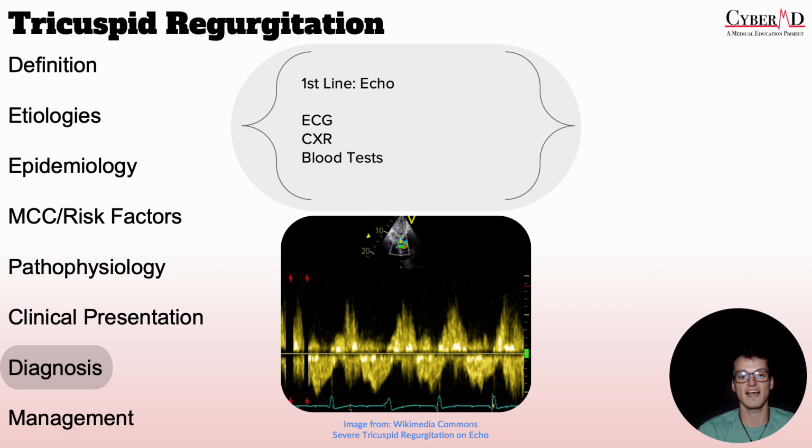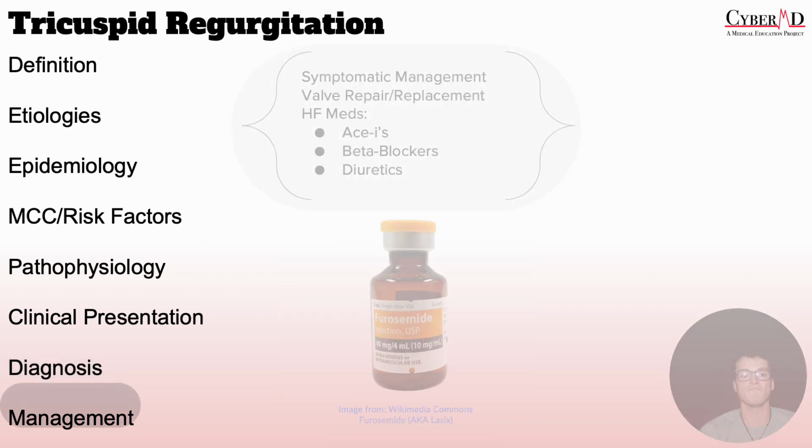Again, in terms of diagnosis, echo or transthoracic ultrasound is going to be the primary diagnostic tool for tricuspid regurgitation. You may see some chest x-rays or some EKGs or biochemical tests get ordered, but in the end, transthoracic echo is going to be the primary diagnostic tool used for patients in whom we have a suspicion for tricuspid regurgitation.